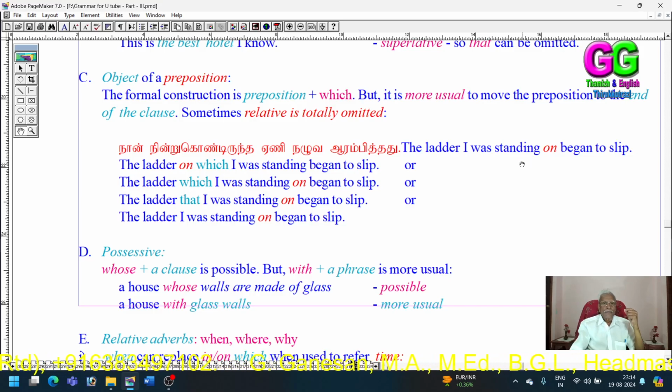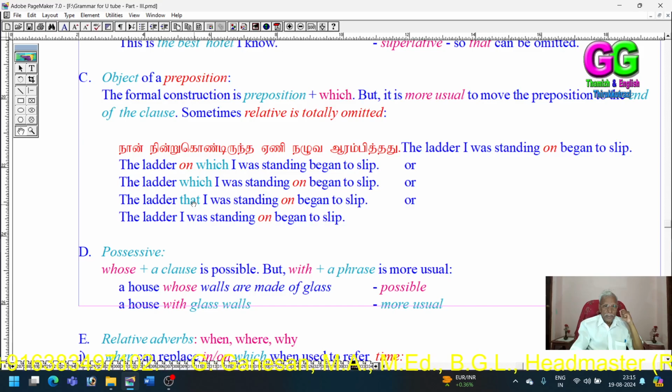This sentence, without any change in meaning, can be expressed in four ways, including this sentence. The ladder on which I was standing began to slip. The ladder which I was standing on began to slip. That is, in sentence 1, the preposition stands before which. In sentence 2, the preposition on has been placed at the end of the relative clause.